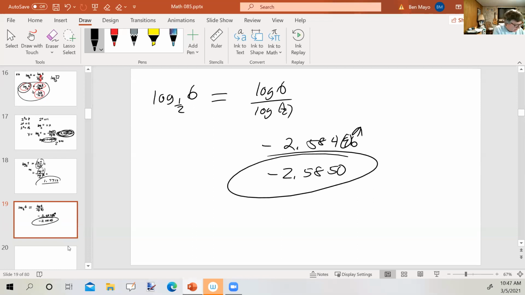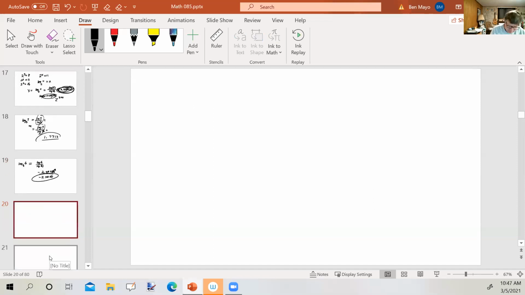All righty, we're going on to section 11.7 then. And as I say, in your homework, there's just going to be a few problems from 11.6 that have to do with the change of base formula, which we will be using in 11.7 as well.